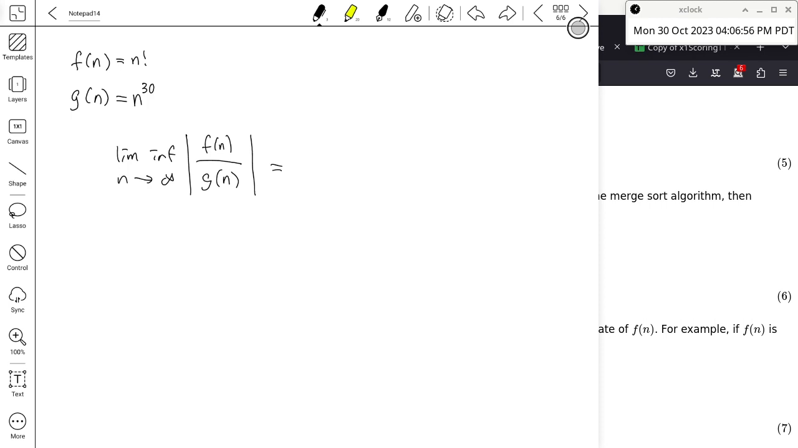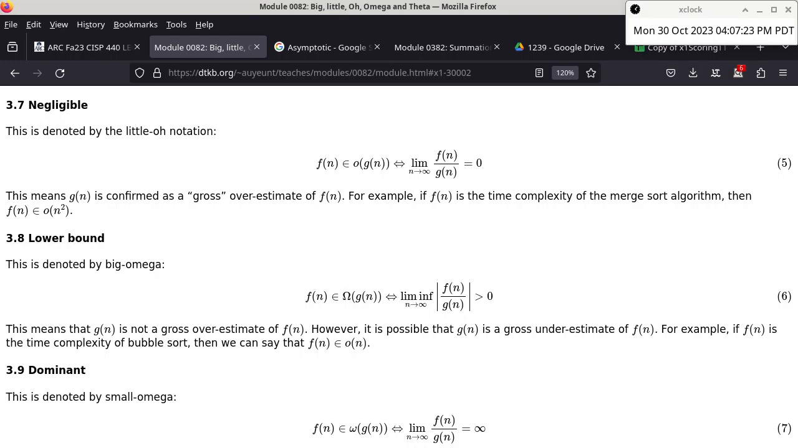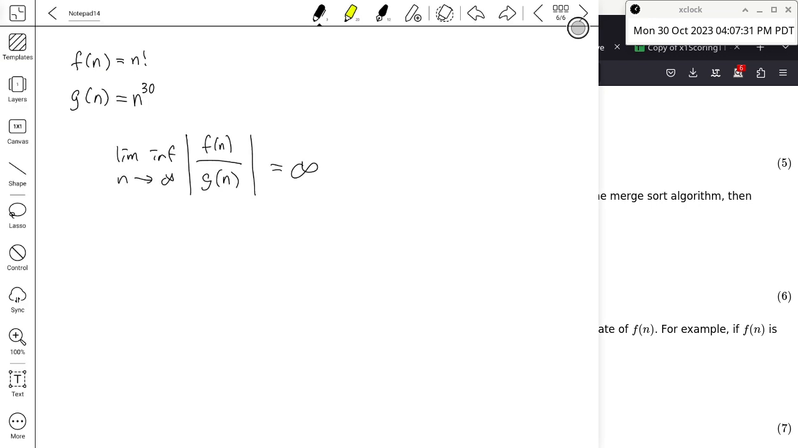So the only question is, how do we know that? I'm not going to give you the proof that n factorial is growing faster than n to the power of 30, but the bottom line is this is actually infinity. The limit inferior is infinity. So let's go back to the definition here. Can we still claim that g of n is a lower bound of f of n? In other words, can we claim that n to the power of 30 is a lower bound of n factorial?